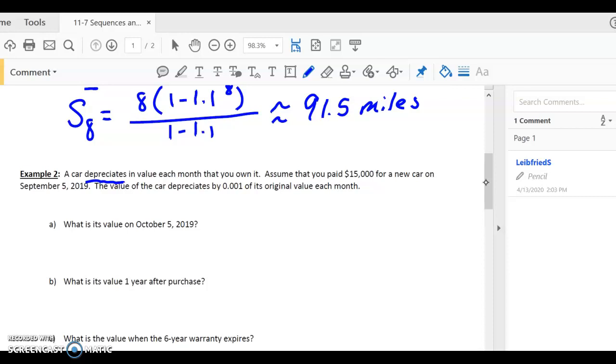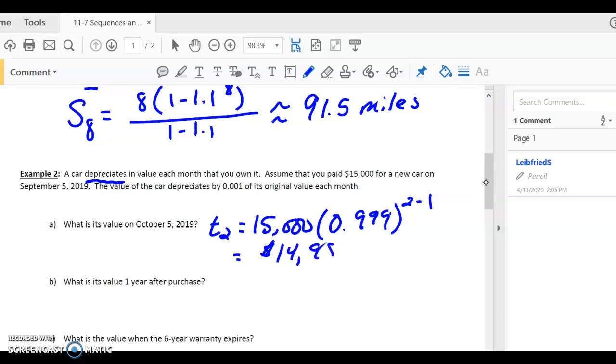You bought it on September 5th, 2019, just last year. The value of the car depreciates by 0.001 of its original value each month. So what's the value on October 5th, 2019? That's just 1 month. Essentially that's T2. The original number was 15,000, and we're multiplying by 0.999 to the 2 minus 1, because it's just 0.999 of the original. That comes out to be $14,985.